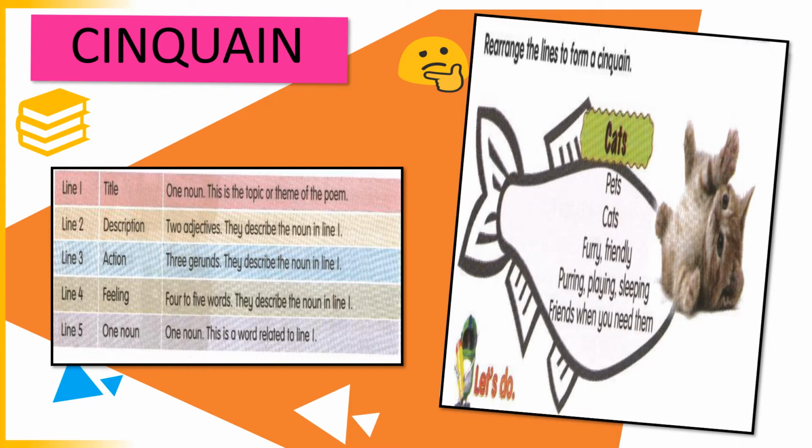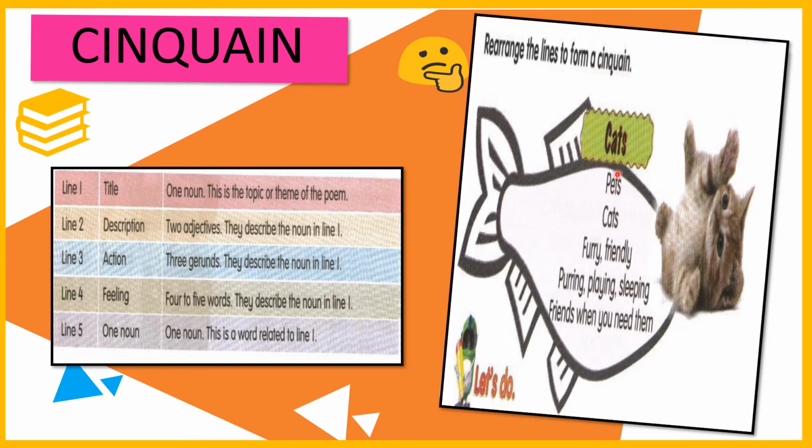Okay, now this is your task. Rearrange the lines to form a CINQUAIN. The title is Cats. So how are you going to rearrange the lines? You have to follow the order here. Line number 1, the title. So which one is the title? And then line number 2, the description, 2 adjectives. So look here. What are the adjectives?